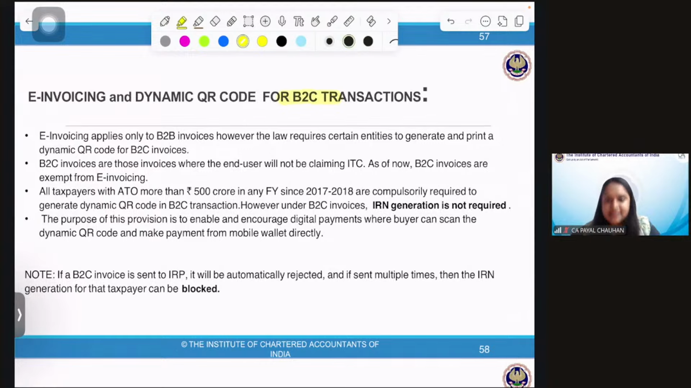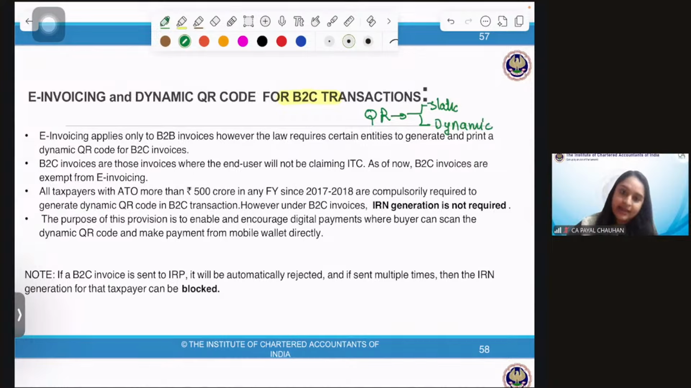Primarily for payment? Yes, yes, Kuldeep. There are two types of QR code, static and dynamic. I'll explain. First, we'll talk about static.